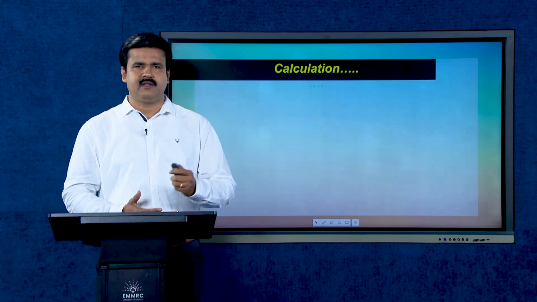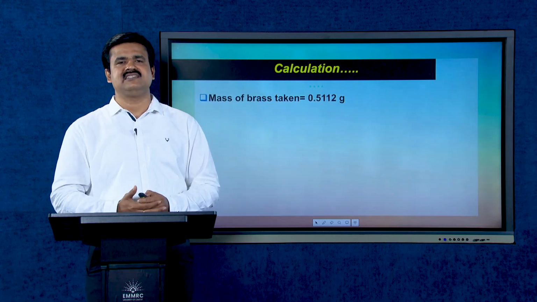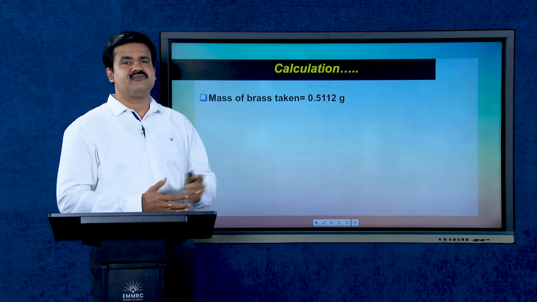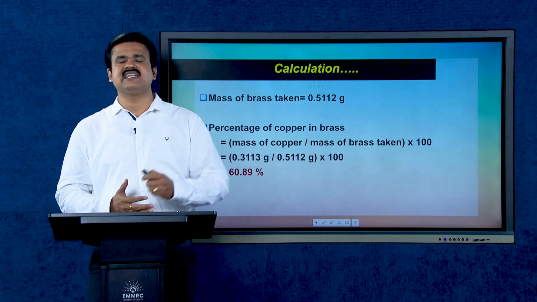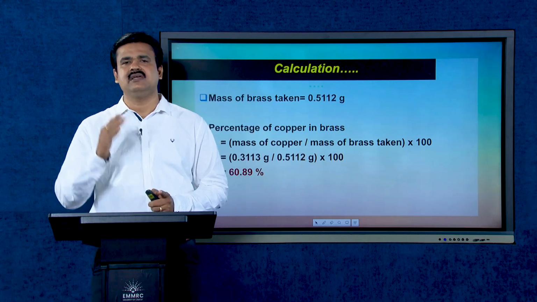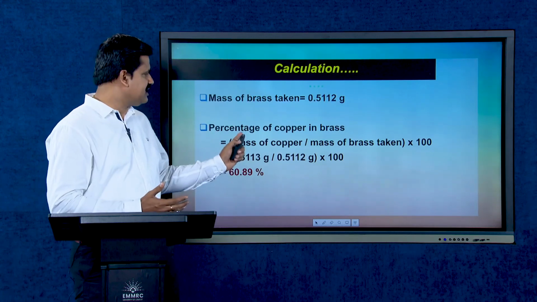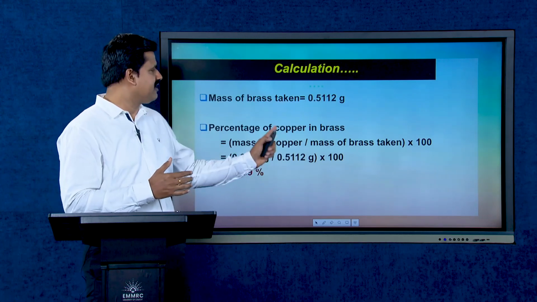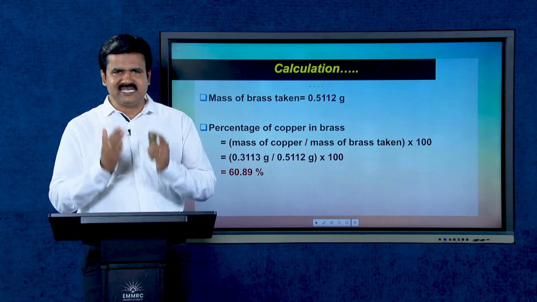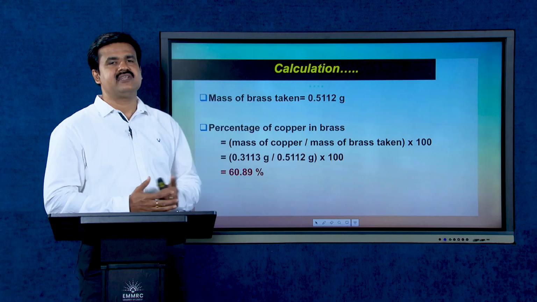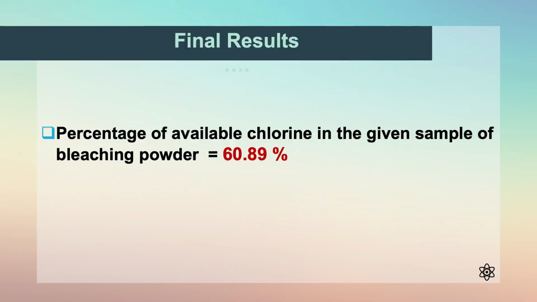0.3113 gram. Now, the mass of brass taken is already noted and that is equal to 0.5112 gram. Percentage of copper in brass is equal to mass of copper divided by mass of brass taken, times 100. Mass of copper is calculated as 0.3113. Just divide by the mass of brass taken, that is 0.5112, and multiply by 100 to get the percentage of copper in the given brass as 60.89%.